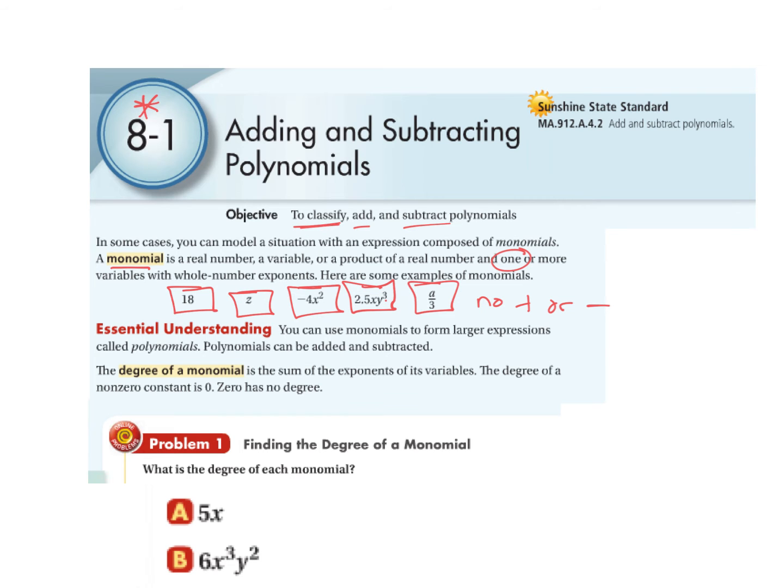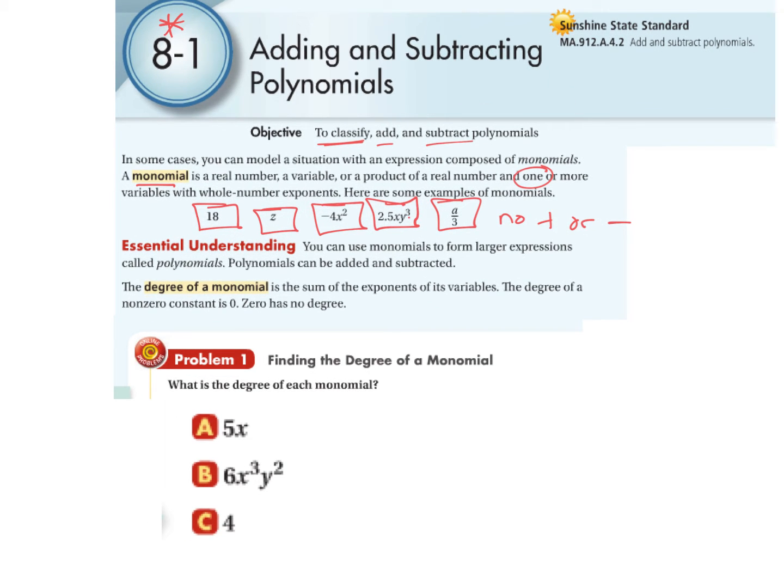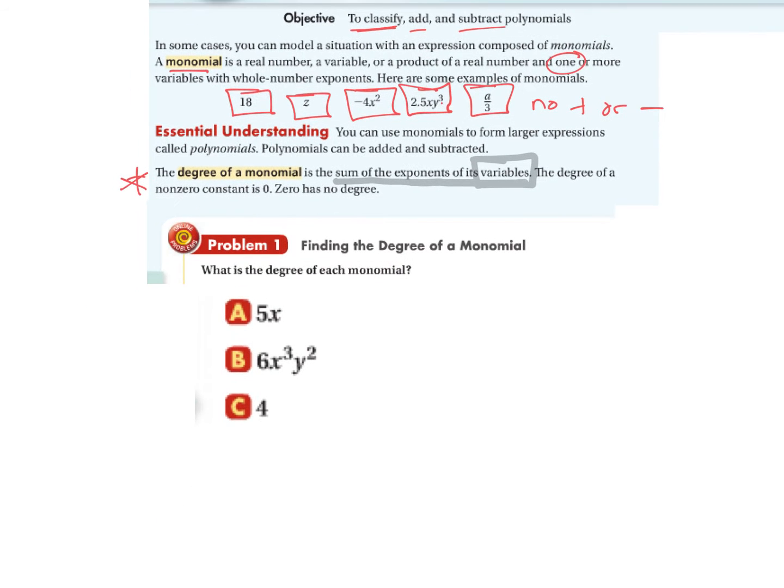The first thing we're going to need to do with a monomial is find the degree of a monomial. To find the degree of a monomial, all it is is the sum of the exponents of its variables. Variables being the key word. So let's take a look at problem 1. I have one variable. My variable is x. So the exponent on that x, guys, is a 1. That means the degree here is 1.